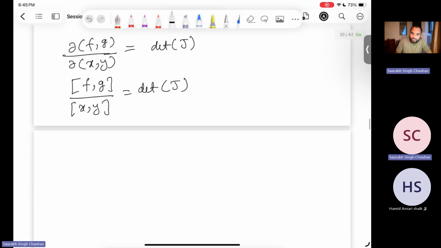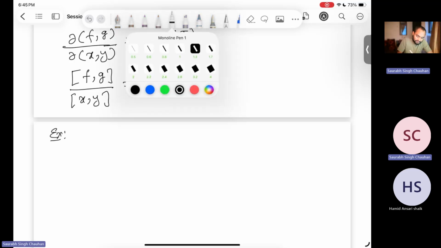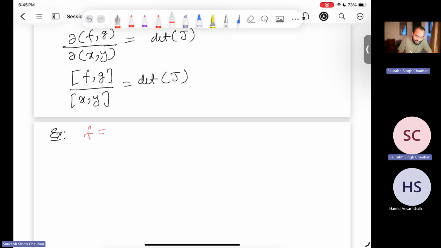The Jacobian matrix is basically the best linear approximation of a non-linear transformation. For example, let us say f is equal to x square minus y square and g is equal to 2xy. Can you calculate what will be the Jacobian of f and g with respect to x and y? This is very easy, right? Yes, sir.